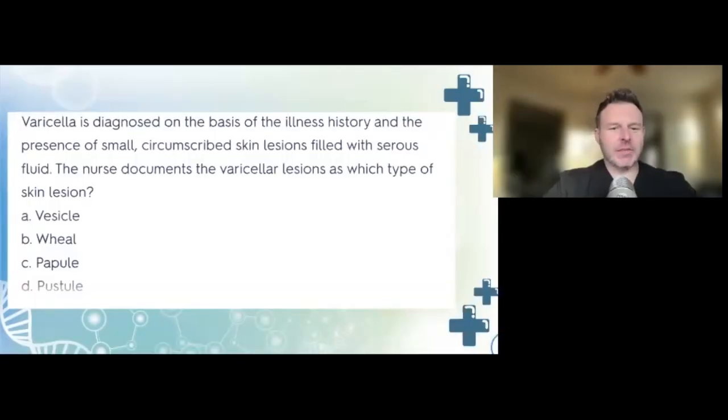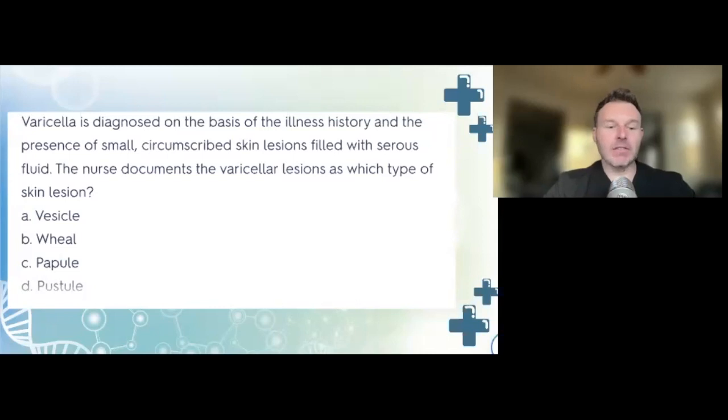Varicella is diagnosed on the basis of the illness history and the presence of small, circumscribed skin lesions filled with serous fluid. The nurse documents these varicella lesions as which type of skin lesions? Ooh, okay. A, vesicle, B, wheal, C, papule, or D, pustule?